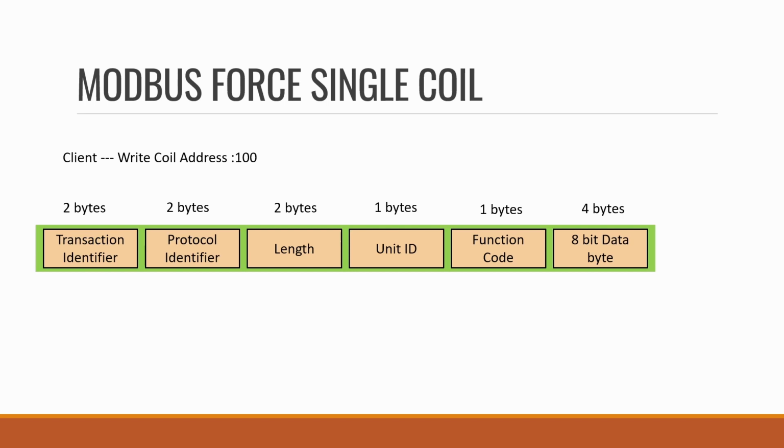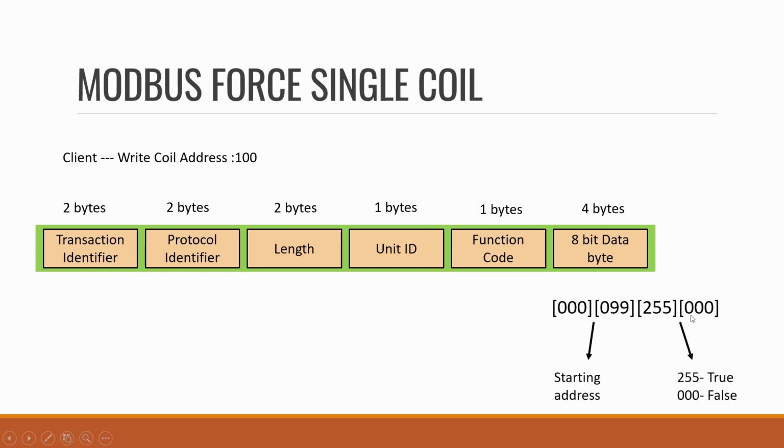Say the client wants to write the value to the address 100. What will the APDU be like? So the last 4 bytes, these 2 bytes will represent the true or false. That is, if you want to turn the coil on, it will become 255, and if you want to turn the coil off, it will become 00.